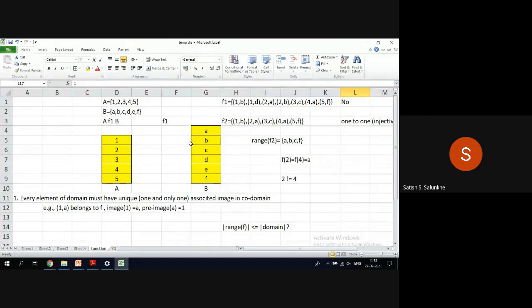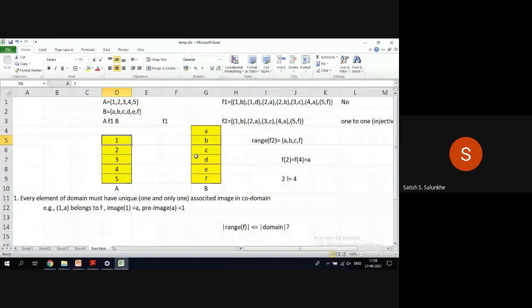Are you getting? What is the meaning of unique? This element 1 should be associated with only one element from the codomain, not more than one element. That is the meaning of unique. It does not mean that this element should be linked only by one element here. No. Every element of domain must have a unique, that is one and only one, associated image in codomain. So 1 comma b, 2 comma b, 3 comma b, 4 comma b, 5 comma b, yes, this is a function. But this is not a one-to-one function because two distinct elements are related to the same element.